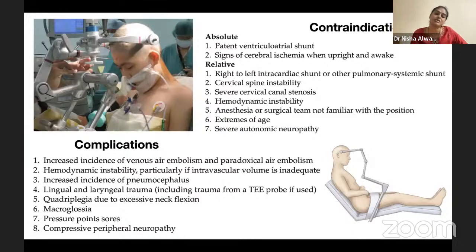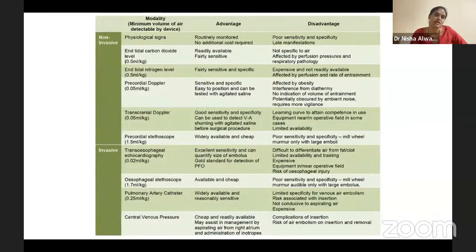The other important complication that I need to mention is pneumocephalus. Usually, the pins are brought in the front and it is stabilized in such a way that should there be a venous air embolism, should you require to decrease the height of the table, that is, bring the patient supine, it is easy. If you fix it behind, it will become difficult.